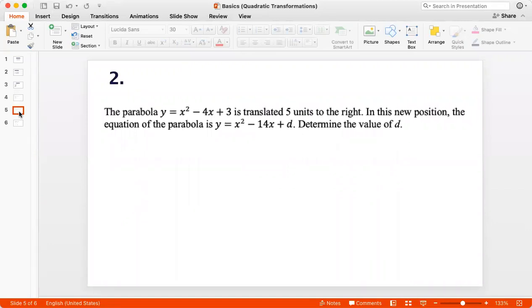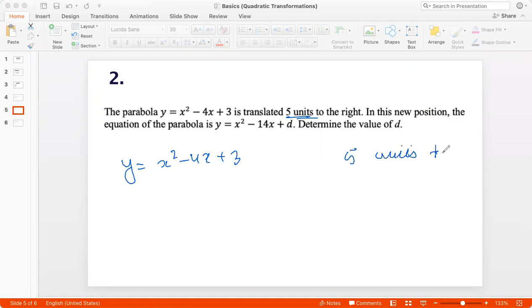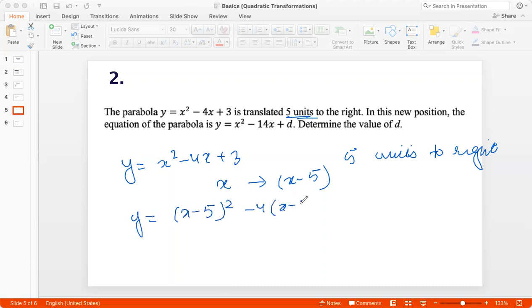The parabola y is equal to x squared minus 4x plus 3 is shifted 5 units to the right. In this new position, the equation of the parabola is y is equal to x squared minus 14x plus d. Determine the value of d. So when I have y is equal to x squared minus 4x plus 3, and I shift 5 units to the right, that is effectively saying that x should be replaced by x minus 5, right? That's what a shift to the right means. So my new parabola should be (x minus 5) whole squared minus 4 times (x minus 5) plus 3. Wherever I have x in the equation, I replace it with x minus 5.